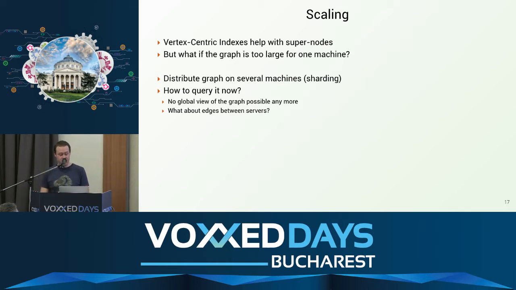The idea is to distribute the graph on several machines, and the mechanism there, as you might know from other NoSQL databases, is called sharding. I just chop my data set into parts and put each part on different machines. I cannot put all the parts on one machine because otherwise I will not have this problem. So how to query it now? First of all, there's no chance that I get a global overview of the complete graph, because that would mean putting the entire graph onto one machine. Doesn't fit. And what about edges between those servers? Those are the problems that we have to tackle.